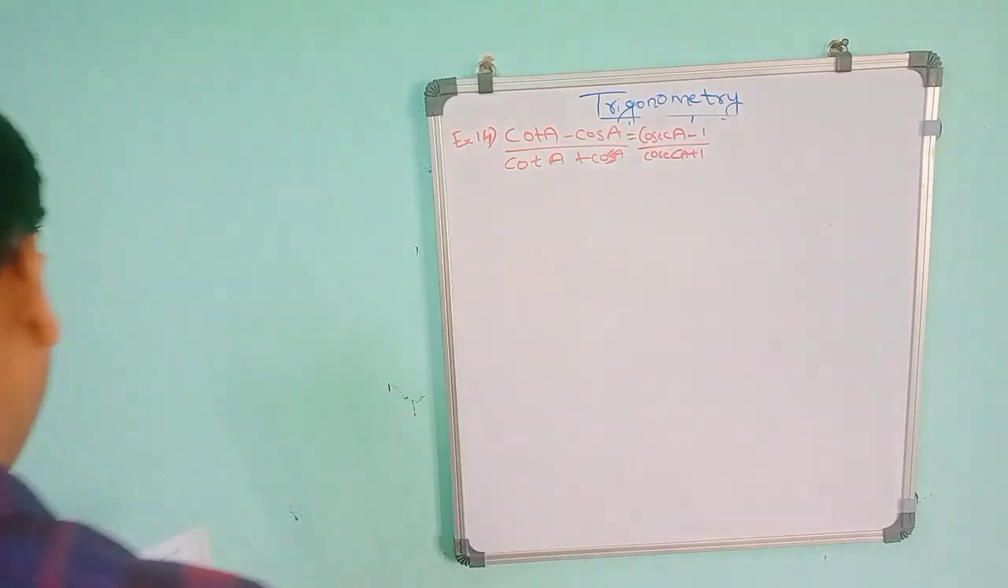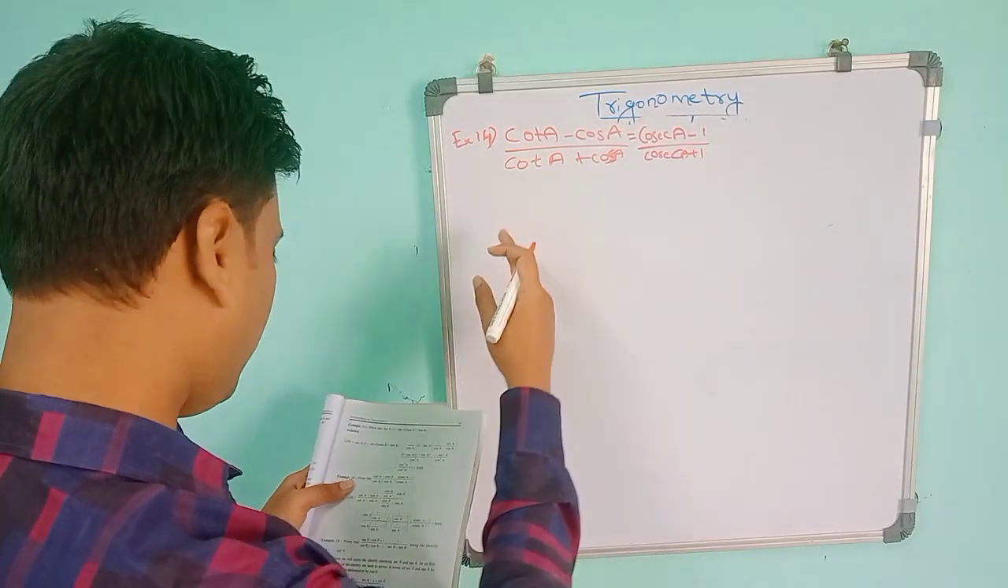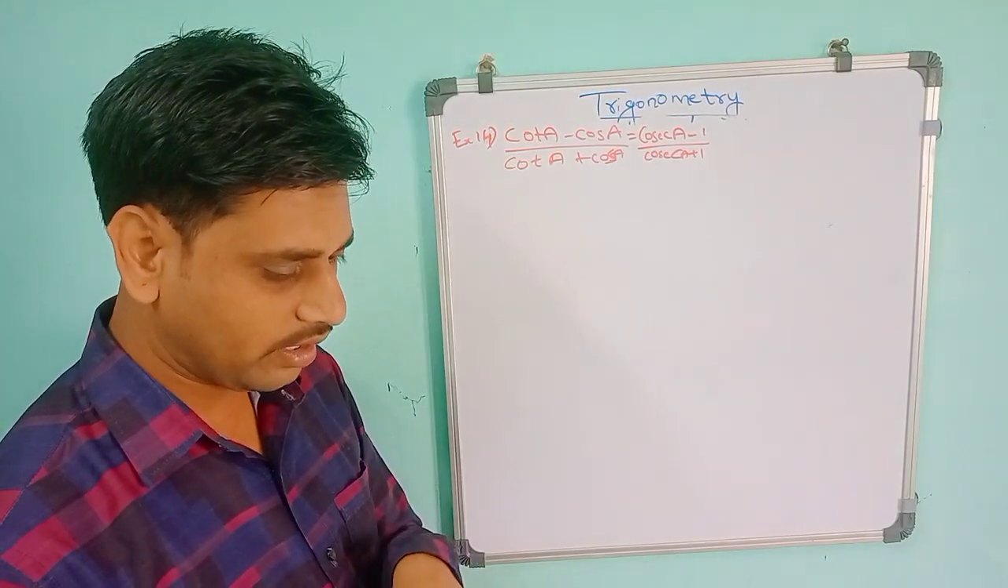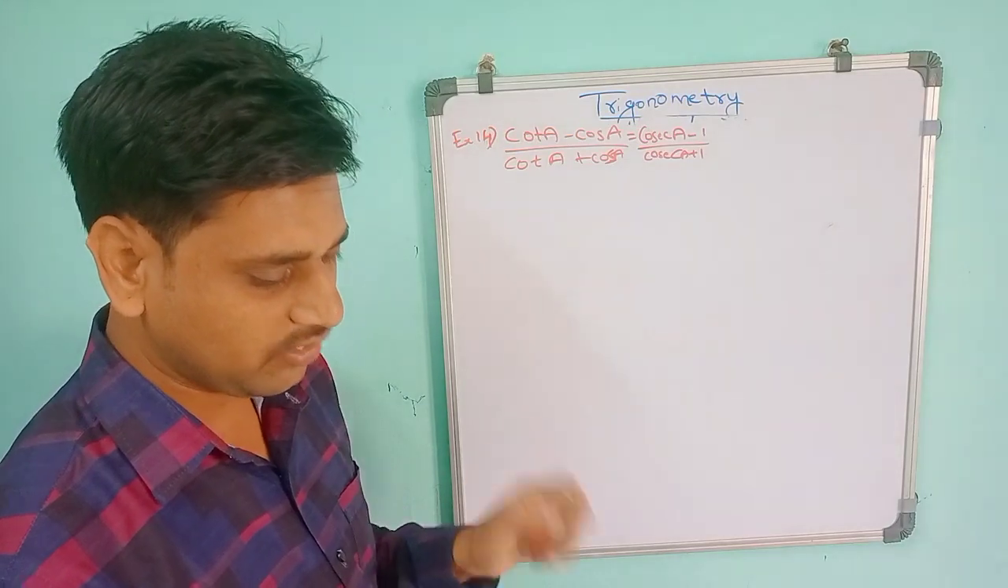So you have to prove that cot A minus cos A divided by cot A plus cos A is equal to cosec A minus 1 divided by cosec A plus 1.